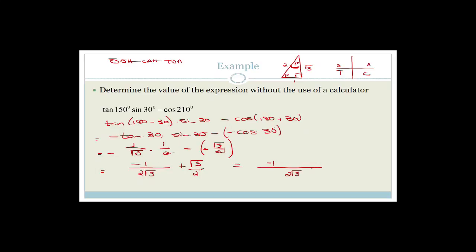So it's going to be minus 1 plus root 3 multiplied by root 3, which is minus 1 plus 3, over 2 root 3, which is 2 over 2 root 3. These cancel, and you're left with 1 over root 3. And there you go, that's the final answer.